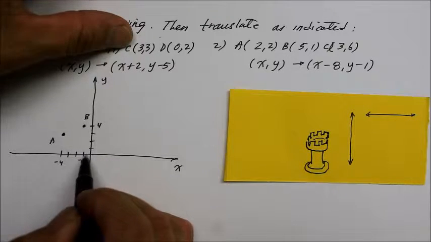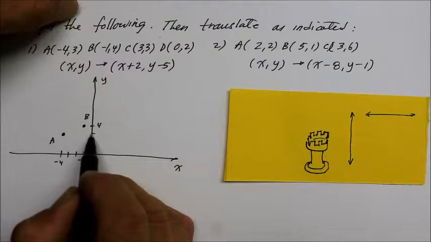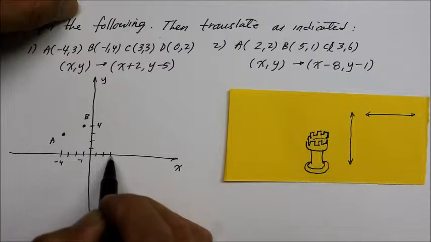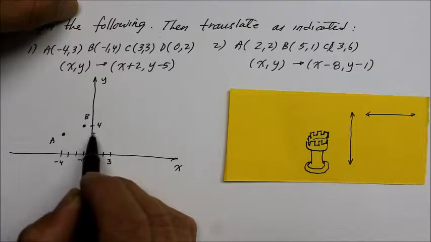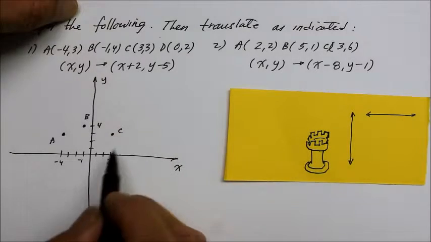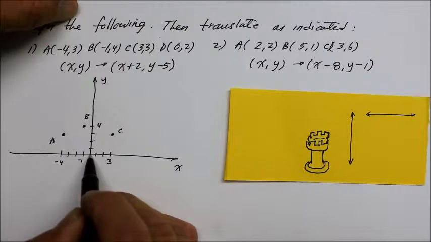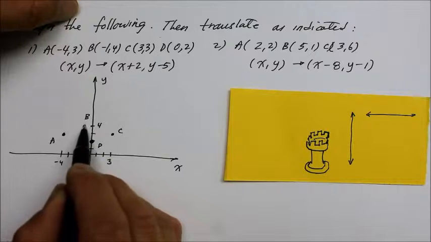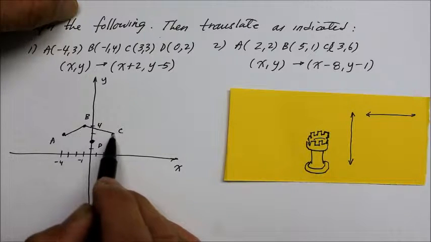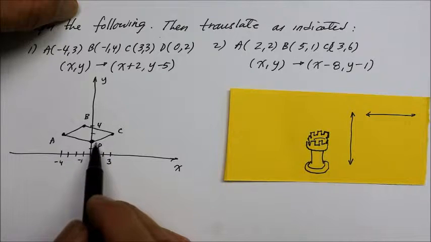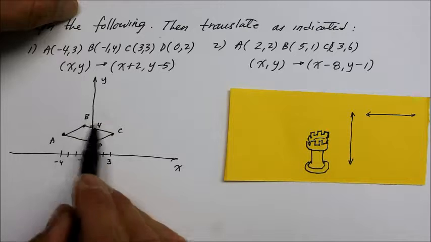C is 3 and 3. 1, 2, 3. I'm sorry. 1, 2, 3. X first. And then 3. So there it is. Call that C. And the D is 0. We don't go left or right. But 2. 1, 2. There it is. There's the D. So draw a line for every one of those vertices, and we have what appears to be a parallelogram. Okay? So A, B, C, D.